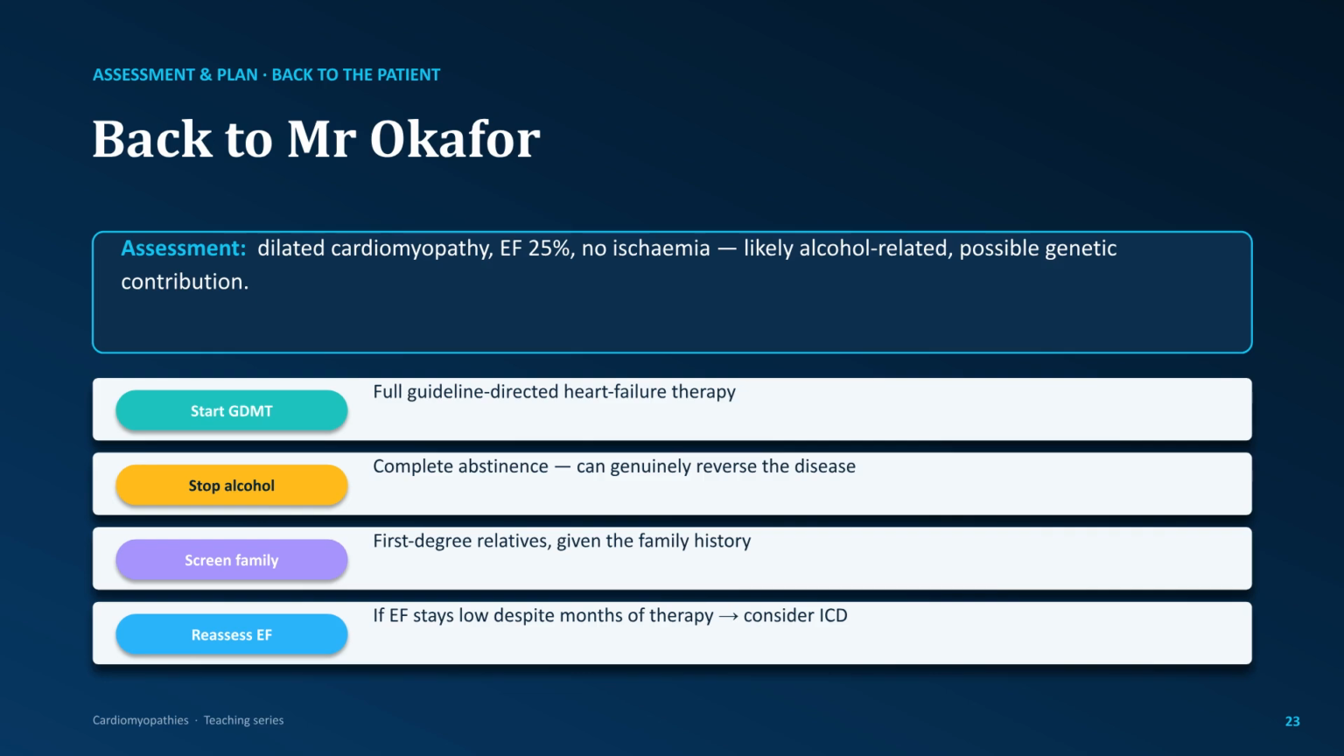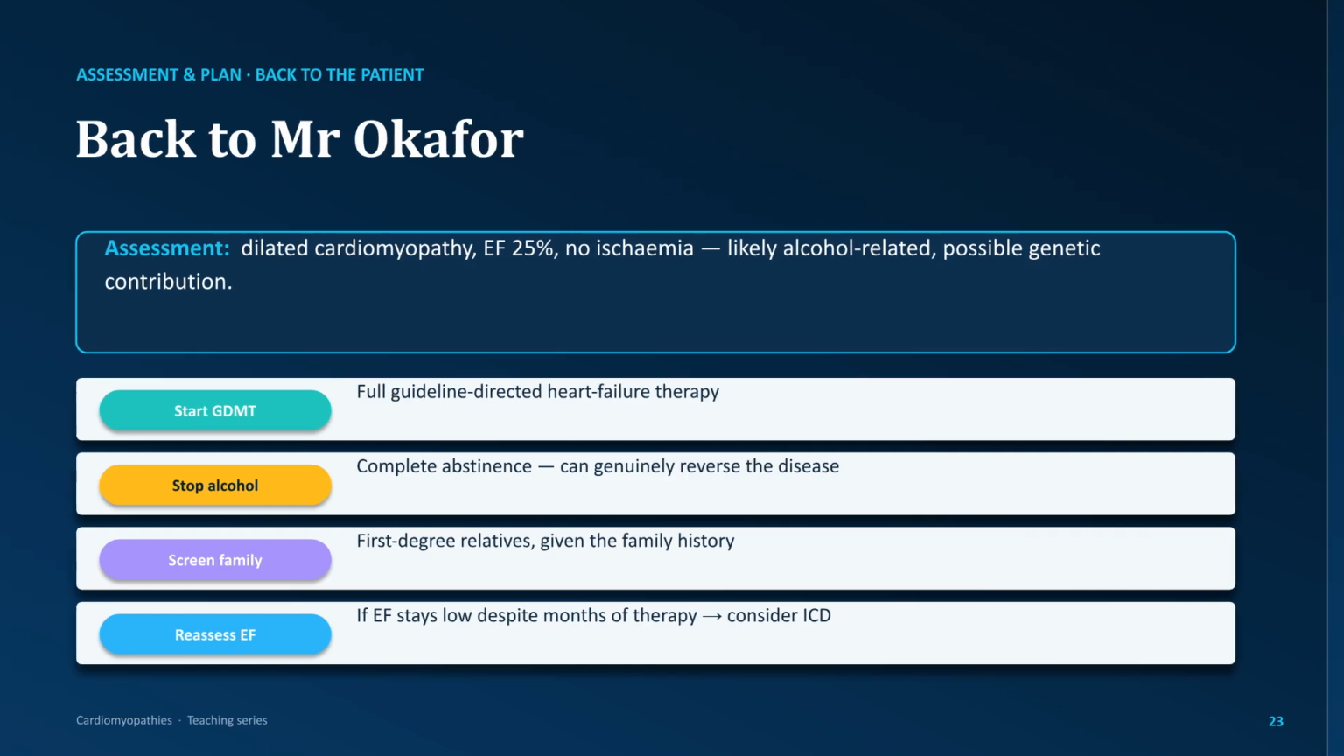Returning to Mr. Okafor, we have assessed him with dilated cardiomyopathy, likely alcohol-related with a potential genetic factor. Our plan is to initiate guideline-directed medical therapy and ensure strict alcohol abstinence, which may help reverse his heart function. We will screen his family and reassess his ejection fraction in a few months to determine if an implantable defibrillator is necessary.